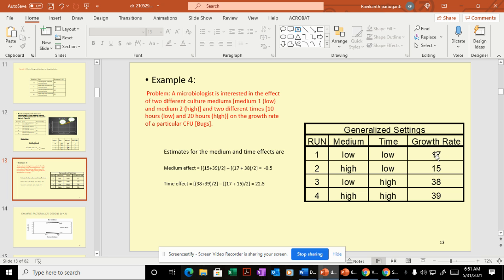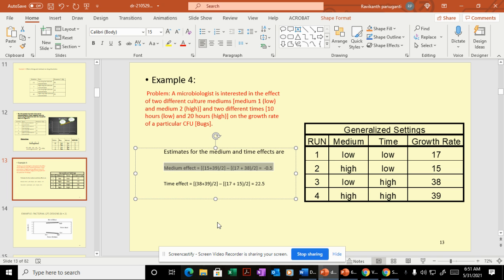So here we have to consider run 1 and run 3, and subtract the corresponding growth rates from the high level of medium. So the difference that you have observed is very low, and also it is a negative effect.